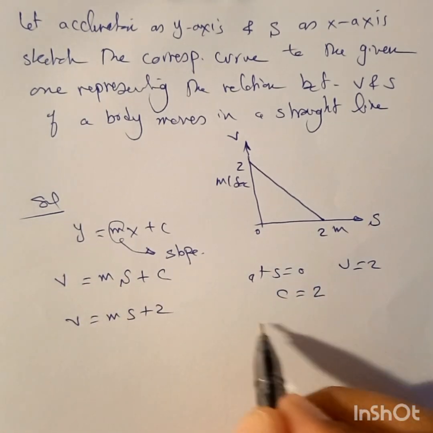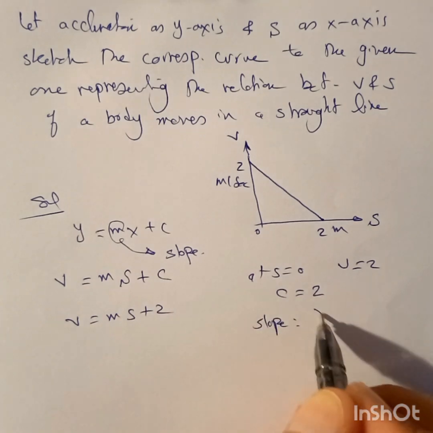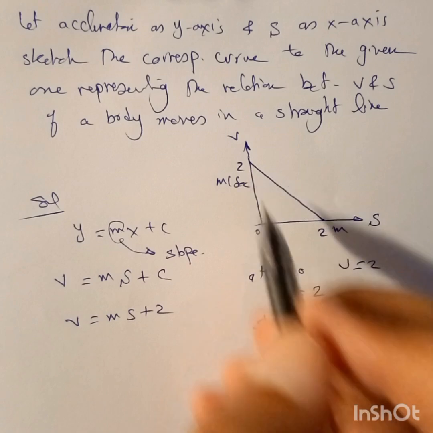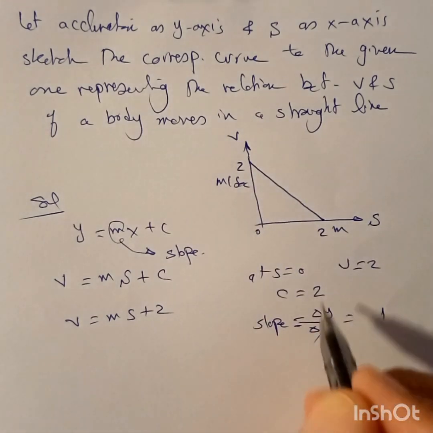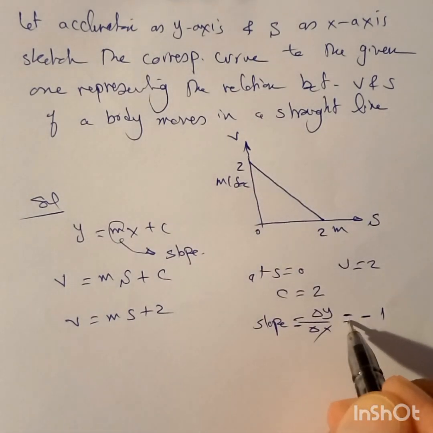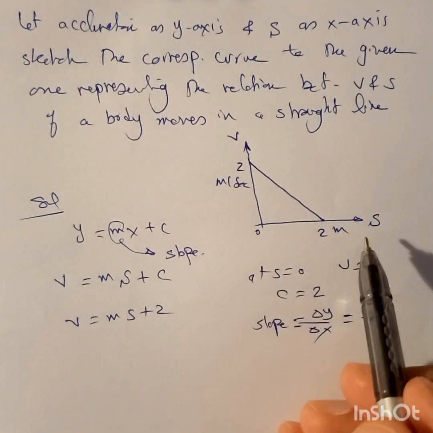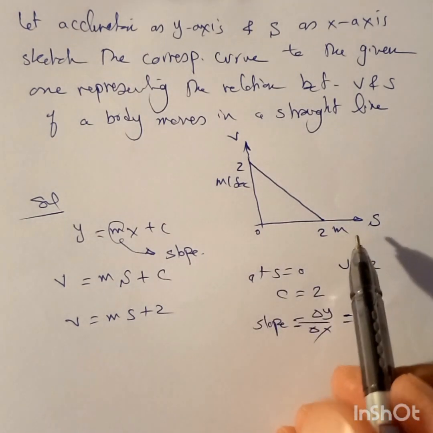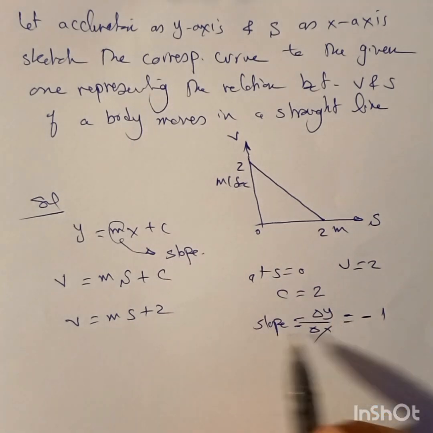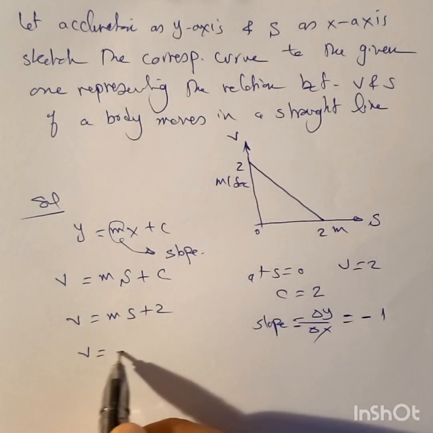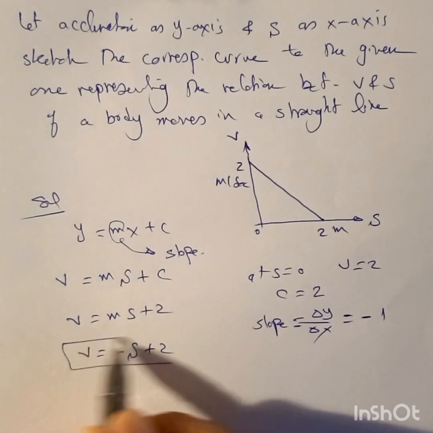To find the slope, it equals delta y over delta x. Here we have delta y is 2 over 2, then we have 1, but the slope is negative, as the angle made by this straight line with the positive direction of the x-axis is obtuse. Then the slope is negative 1. By substitution, we have v equals negative s plus 2, and this is the equation of this straight line.